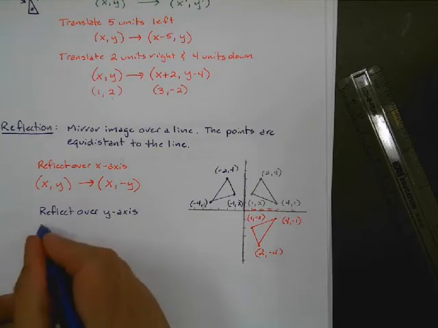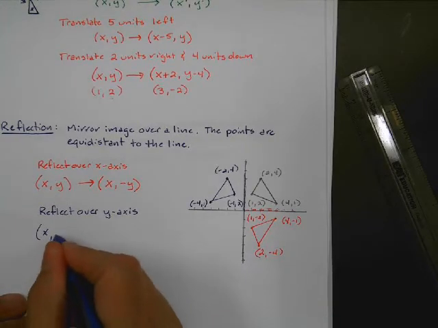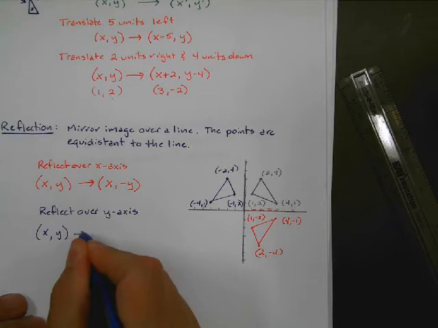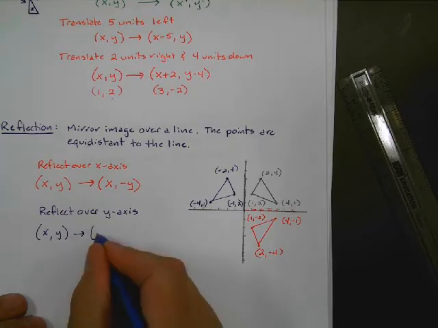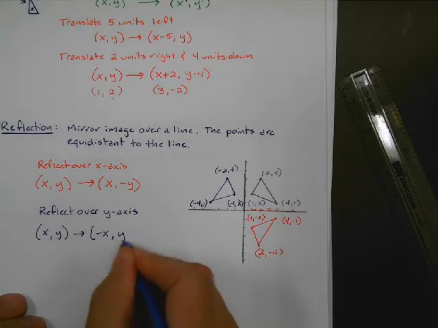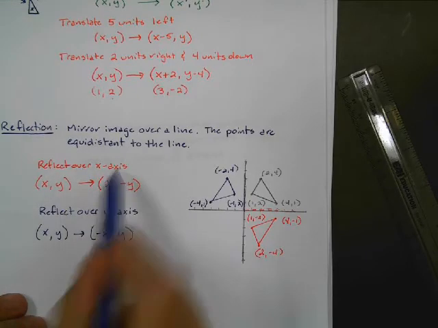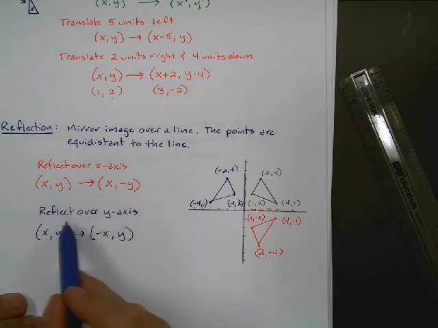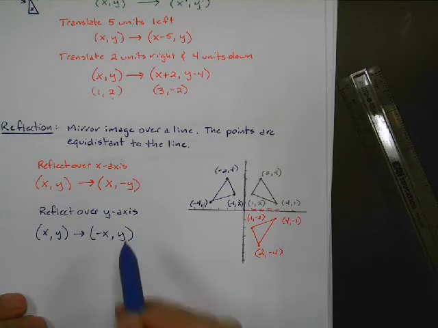So the coordinate notation would be x, comma, y. And then the x would change, but the y stays the same. So when you go over the x-axis, the x stays the same. When you go over the y-axis, the y stays the same.